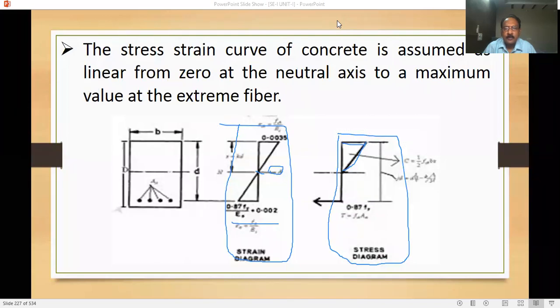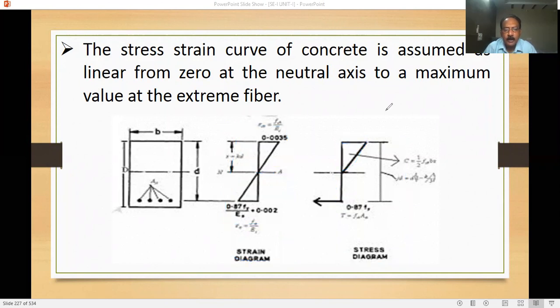So try to understand how to solve this, how to interpolate these values. This is a very important diagram to understand working stress method. If you try, you will get good marks in working stress method. The only thing is the strain diagram and stress diagram are different. Neutral axis, you know. You place your reinforcement here. At the reinforcement, you have this diagram.